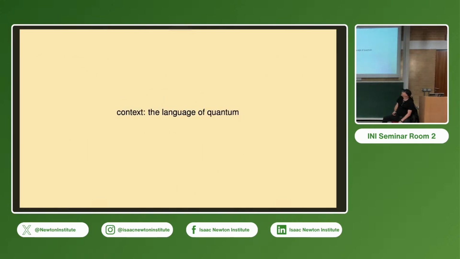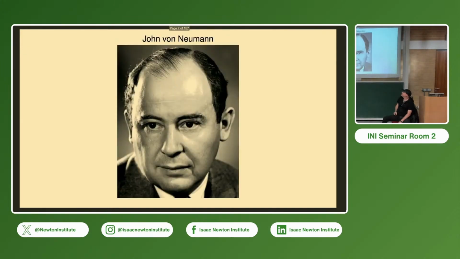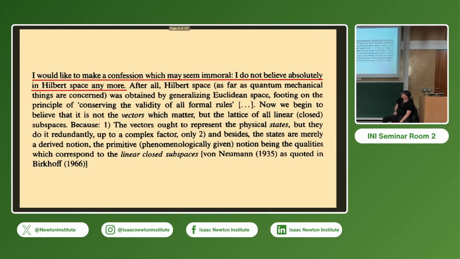Okay, so the context. I'm going to repeat a little bit from yesterday for the people who were there yesterday, but I'll be quick. So the language of quantum goes back to John von Neumann, who published the Hilbert space formalism in 1932 in his book Mathematische Grundlagen der Quantenmechanik. But then 3 years later, in a letter to Garrett Birkhoff, the lattice theoretician, who's known for his book on lattice theory, he said, I would like to make a confession which may seem immoral. I do not believe in Hilbert space any more.